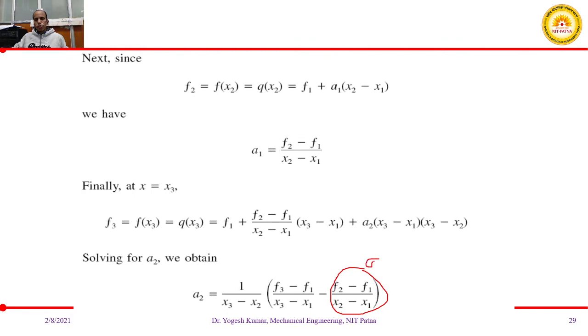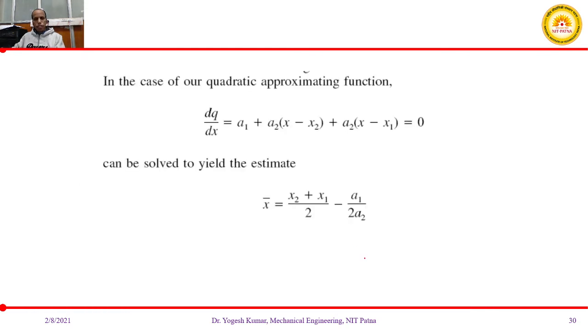So this term is equal to a1, right? Let us move on. Then we took the first derivative of the quadratic equation and equated it to 0. Using this, we estimated the approximate value of x, which was given by x bar equal to x2 plus x1 upon 2 minus a1 upon 2a2.